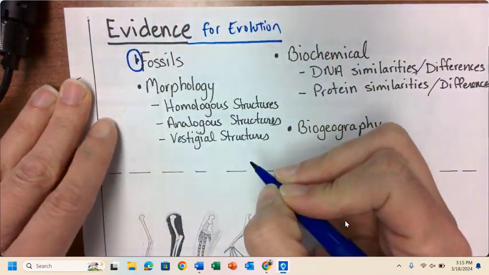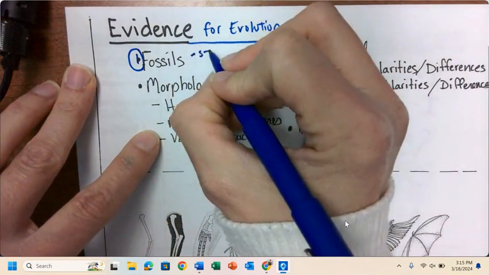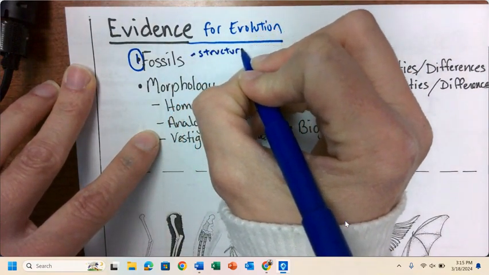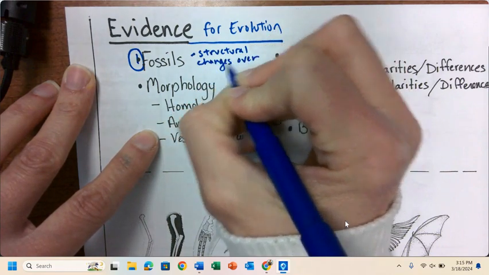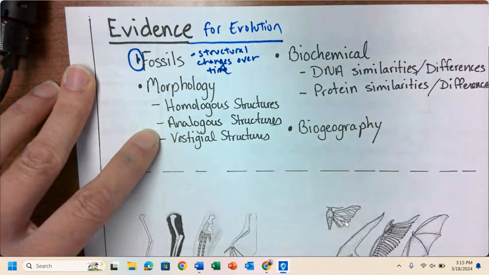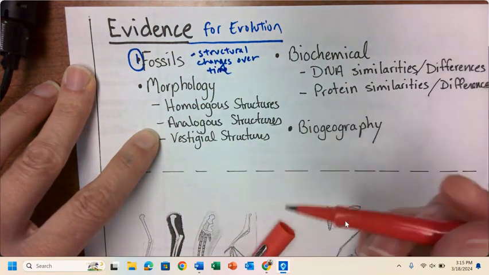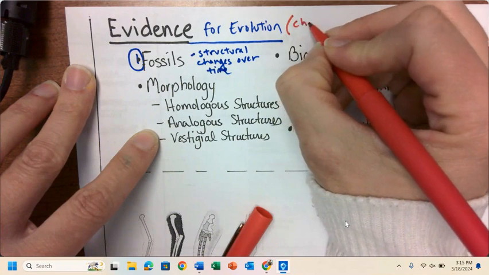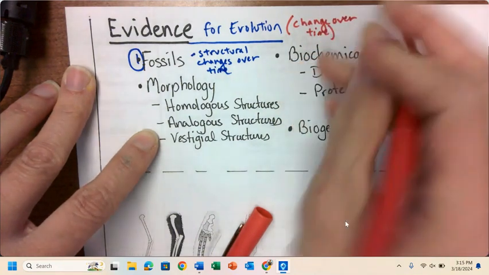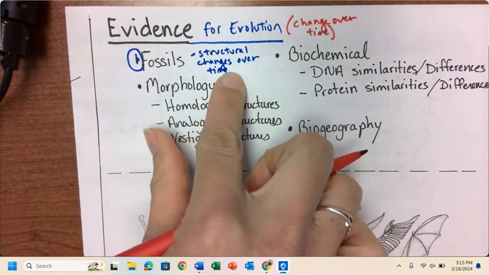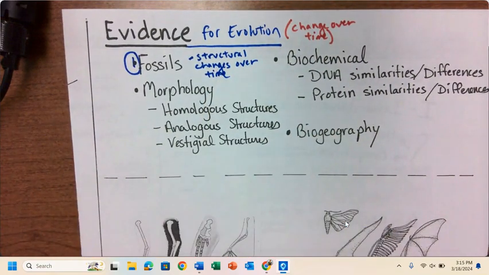When we look at fossil evidence, we can see structural changes over time. And remember, evolution is the idea of change over time in a population. So if we see evidence of structural changes over time, then we're actually showing evidence for evolution, or changes over time. And you can actually date fossils using two methodologies.